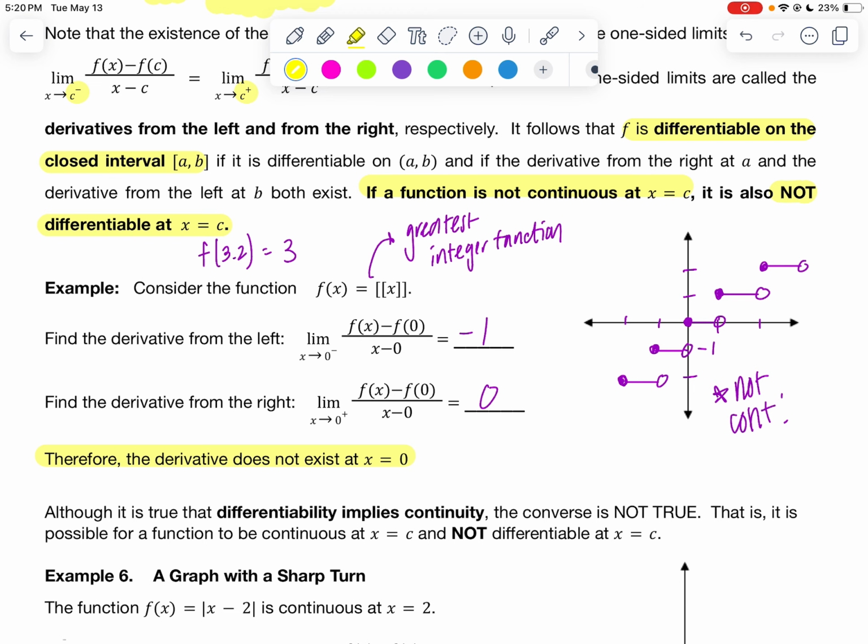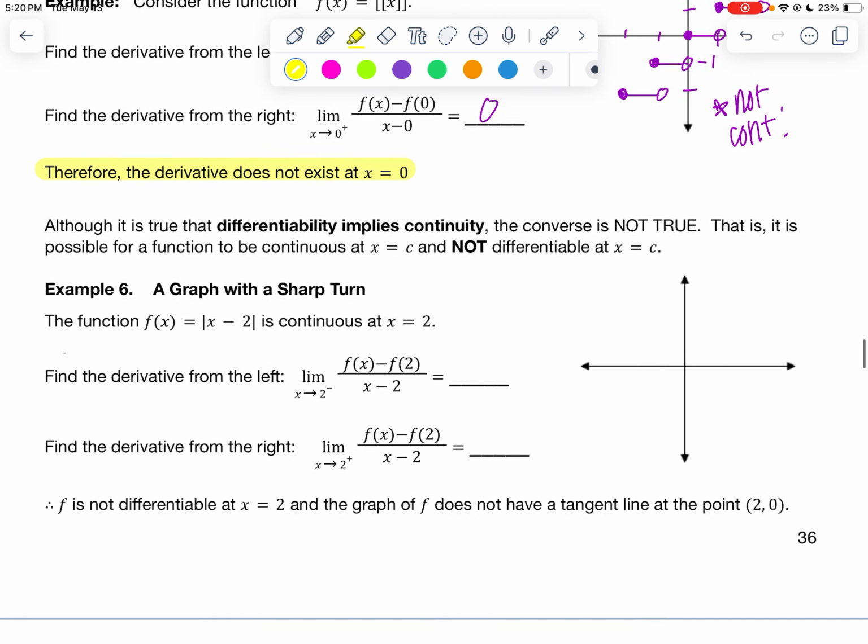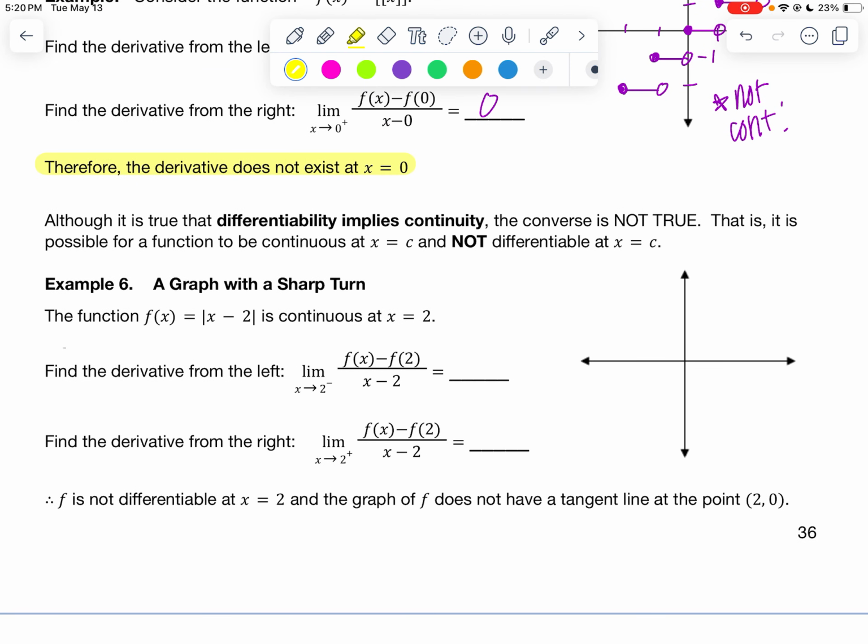Okay, but let's go ahead and look at example 6. So although it is true that differentiability implies continuity, the converse is not true. So that is, it is possible for a function to be continuous at x is equal to c and not differentiable at x is equal to c. So this is going to be an example where that takes place. And we're going to see this sharp turn, okay?